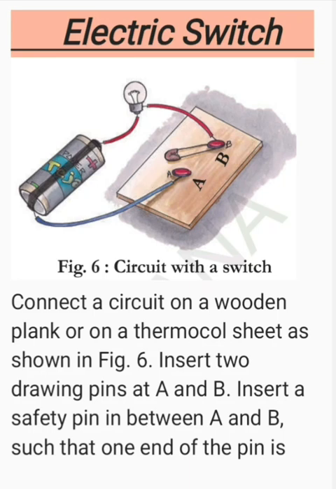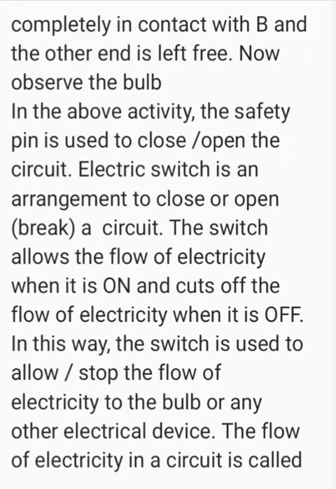Electric switch is an arrangement to close or open, break, a circuit. The switch allows the flow of electricity when it is on and cuts off the flow of electricity when it is off. In this way, the switch is used to stop the flow of electricity to the bulb or any other electrical device. The flow of electricity in a circuit is called current.